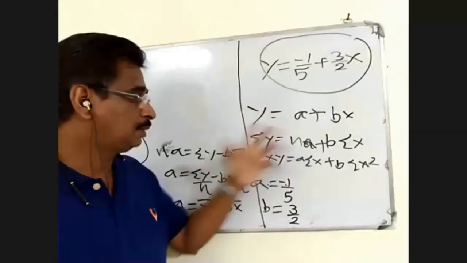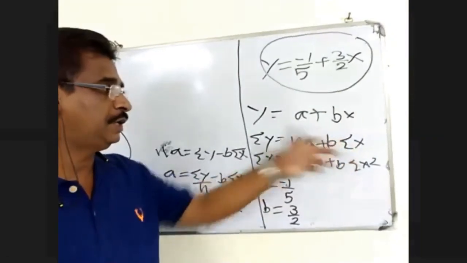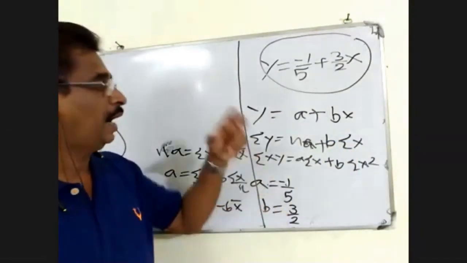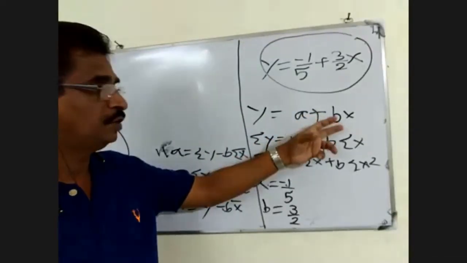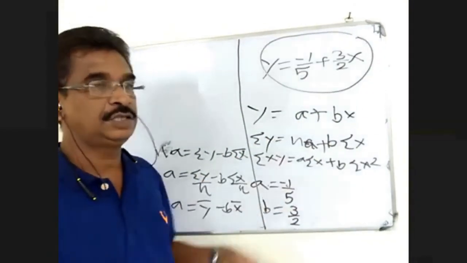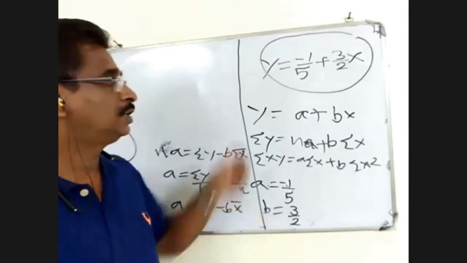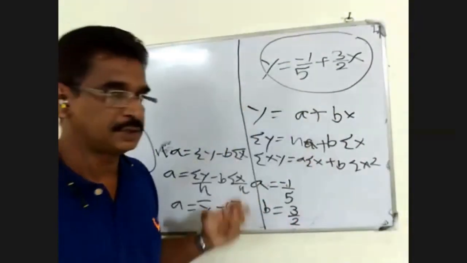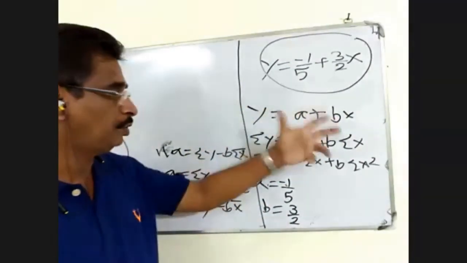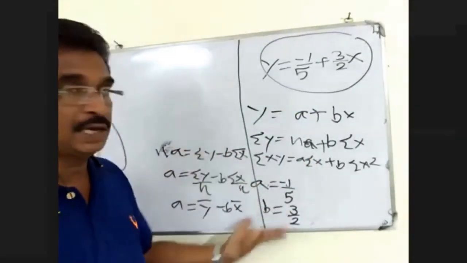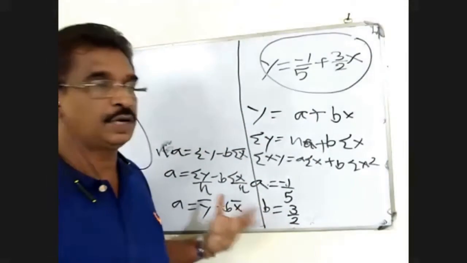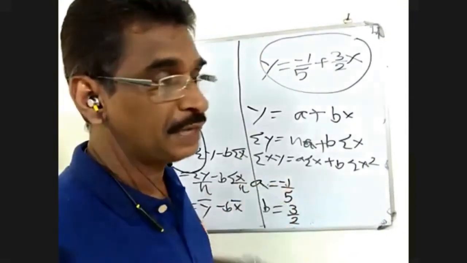Similarly, you can also find the value of b by solving these two equations and substitute in the equation y is equal to a plus bx. This is easy for you to evaluate because there is no need of using the normal equations. There is no need of worrying about b or a. So I will write the final answer.